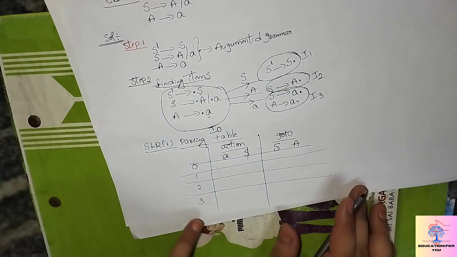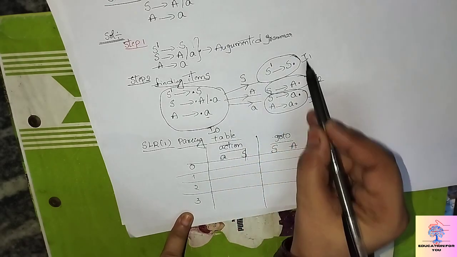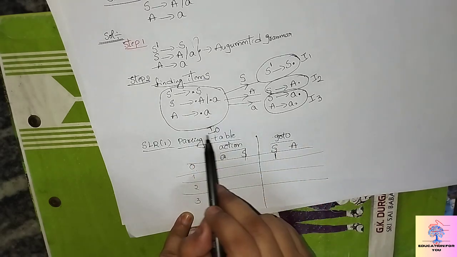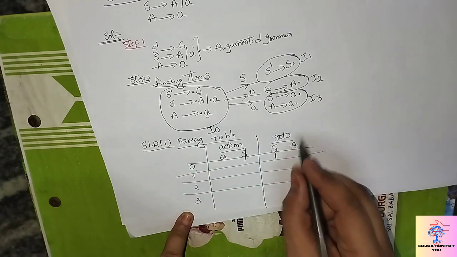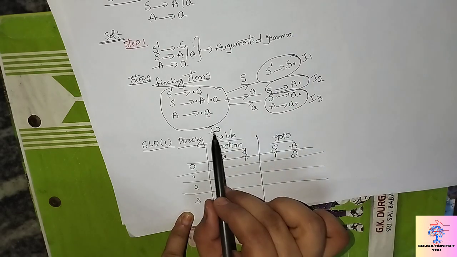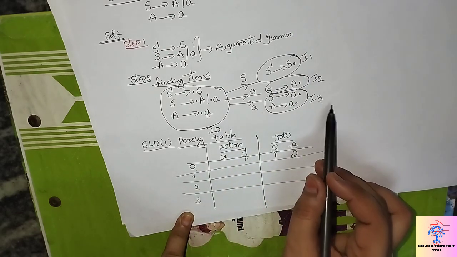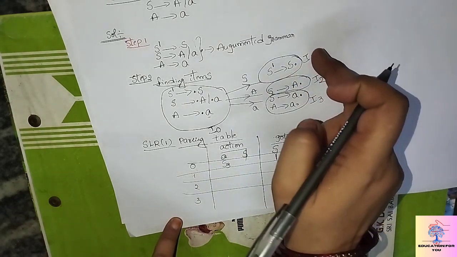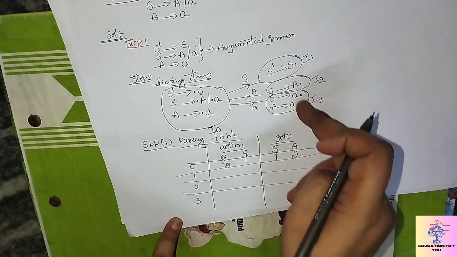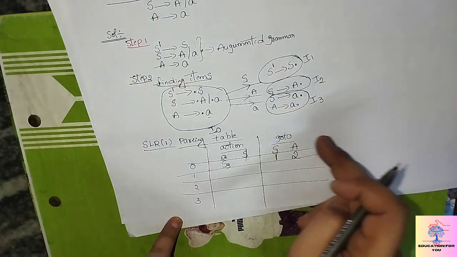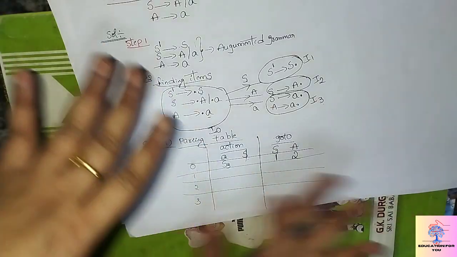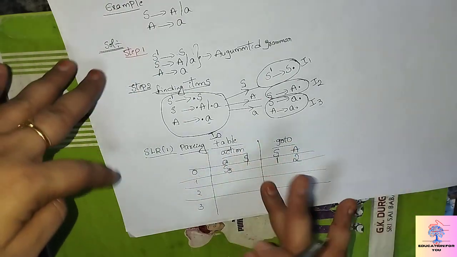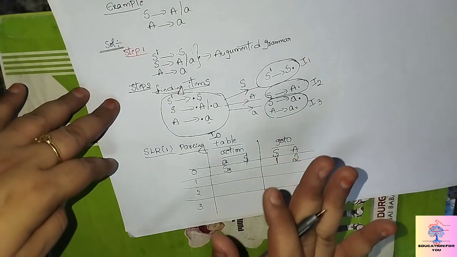Now from I0 to S, what is the state you are getting? The state is I1. From I0 to capital A, what is the state you are getting? 2. From I0 to small a, what is the state you are getting? Third state, that is S3. And these states I1, I2 and I3 are called reduction states. So now it is over. You find out from which state to which state you are going and mention it in the parsing table cells. Now you have to find out the reductions.